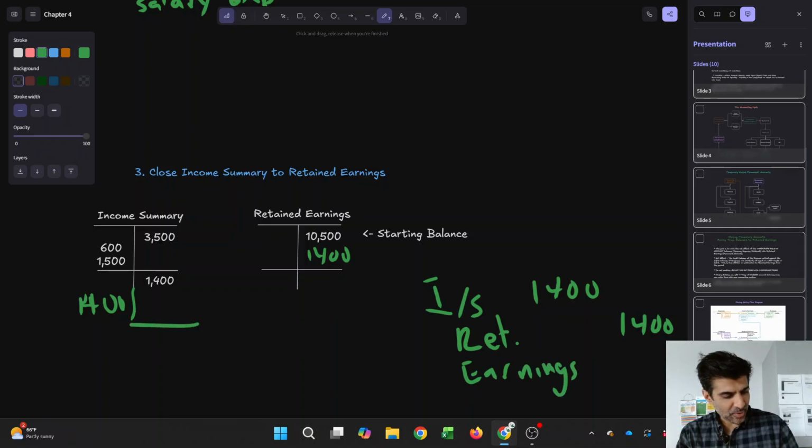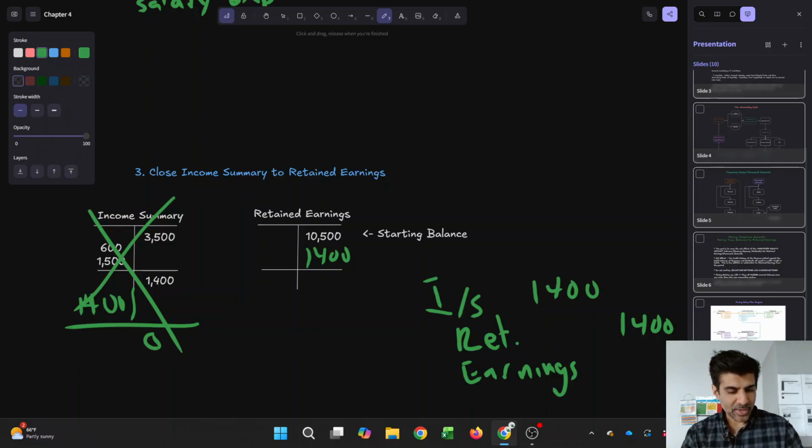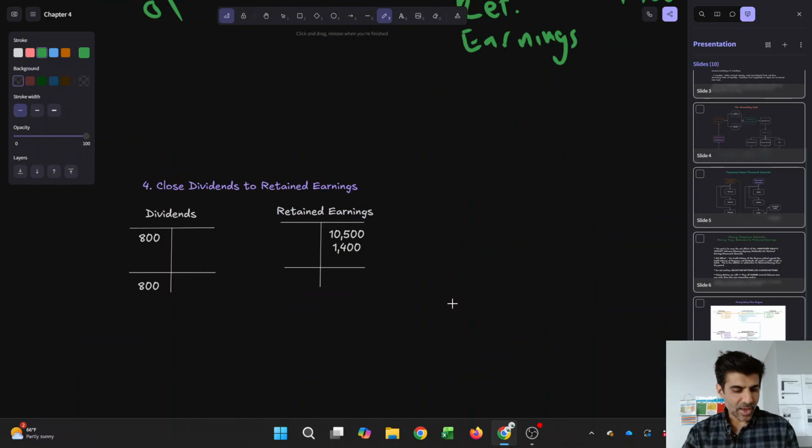Now this goes to 0 because it's a fake account. I need to make sure this is 0. It should have no balance because it's not real. It's just a placeholder. So I'm happy. It's now gone, and I've moved the balance here. What is my balance now for retained earnings? 11,900, credit.